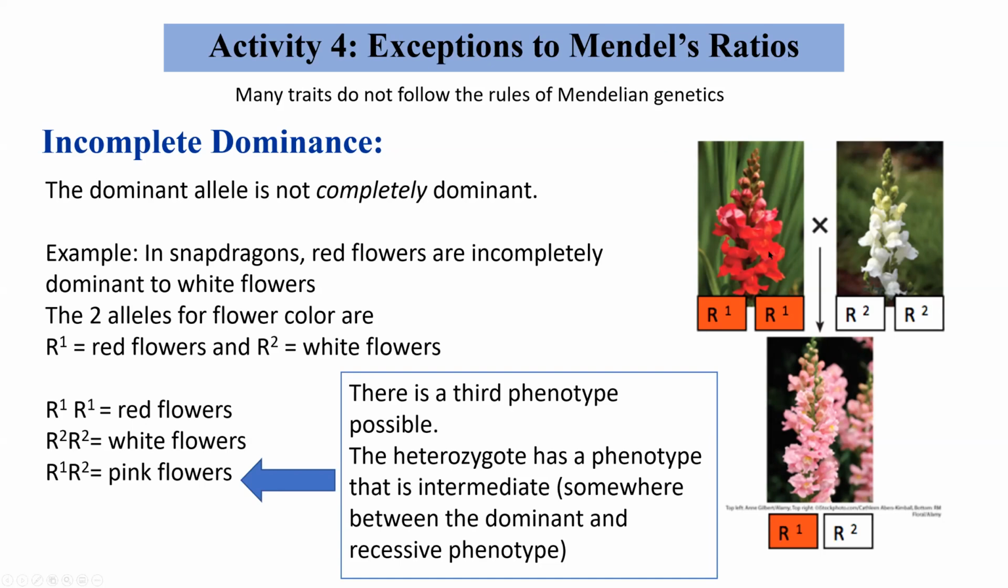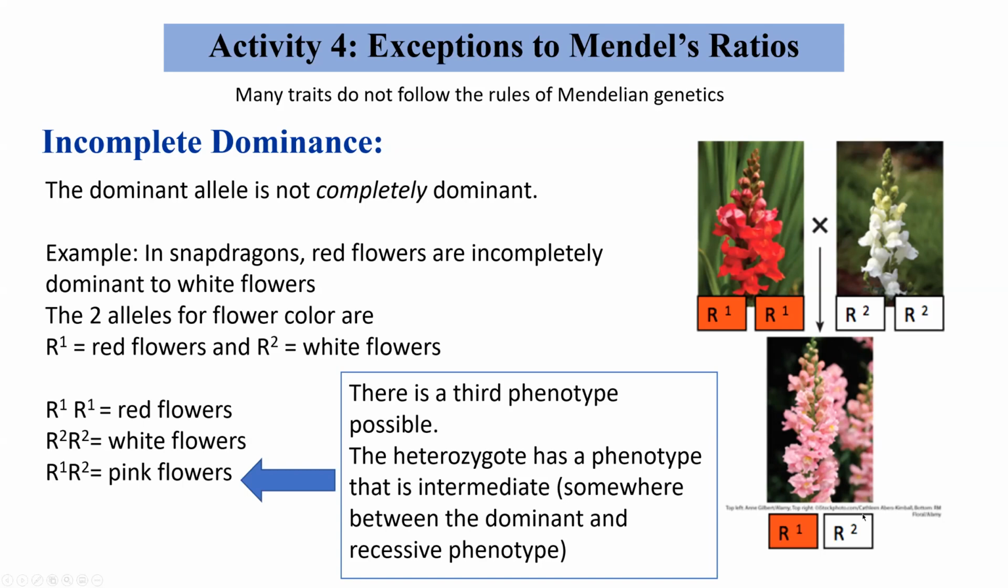So in snapdragons, as we will see, if you have a snapdragon that has red flowers, it's represented as 2 capital R's with a superscript of 1, and you cross it with a white snapdragon, so it's still 2 capital R's, but you see this 2 here. If you were to cross that, essentially the offspring would have one of these alleles, the R1, and one of these alleles, the R2.